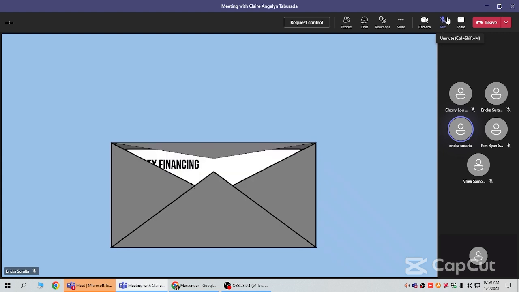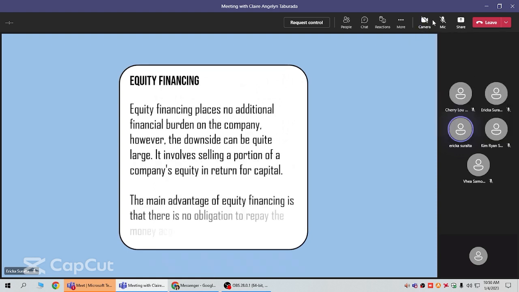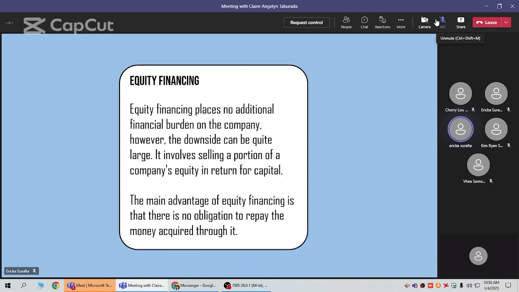So what is equity financing? We have here first the equity financing. Let's deepen our understanding of it. Equity financing places no additional financial burden on the company because you did not borrow money, so you have no debt to worry about. However, the downside can be quite large because it involves selling a portion of the company's equity in return for capital. You sell part of the company's equity, sharing and selling it to other investors, in return for capital that you can use to fund growth or business expansion.